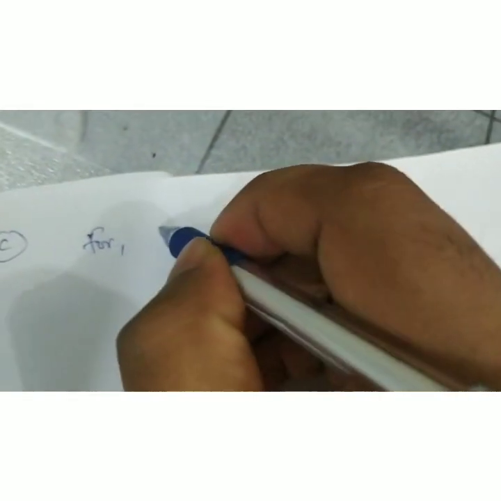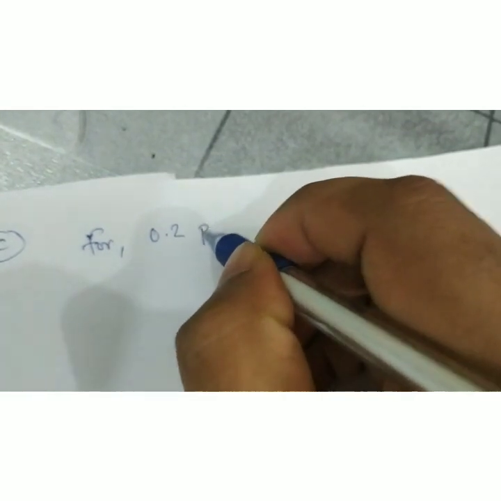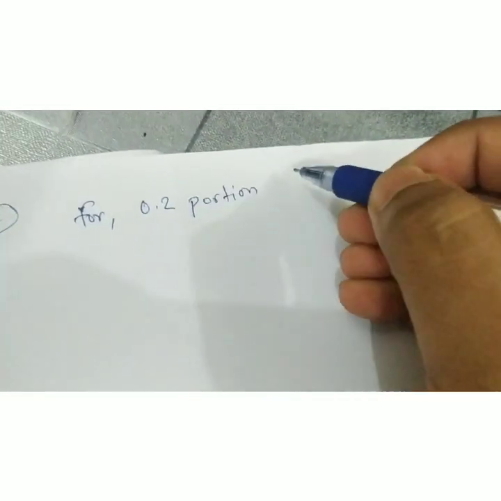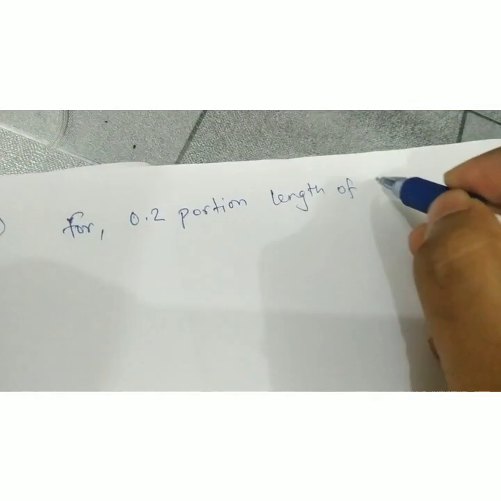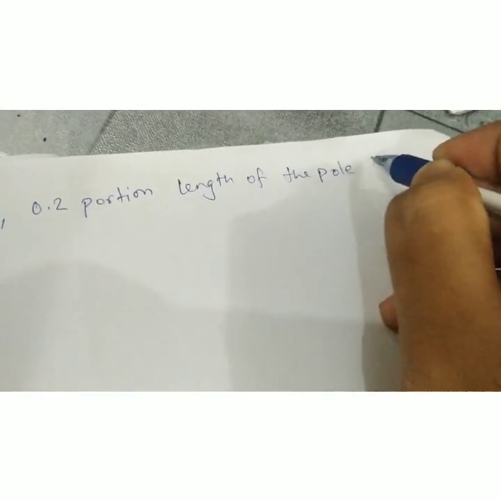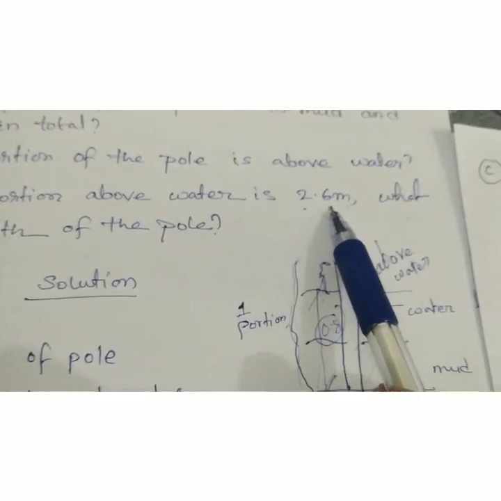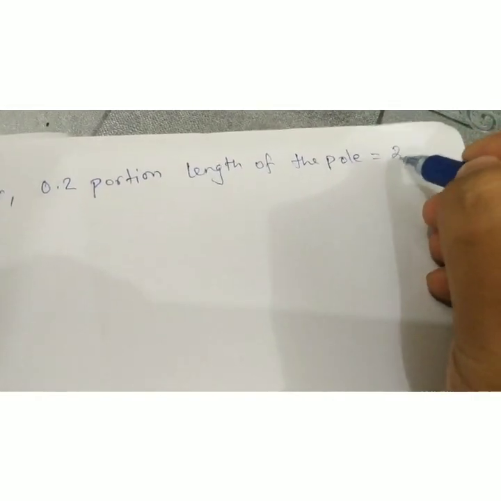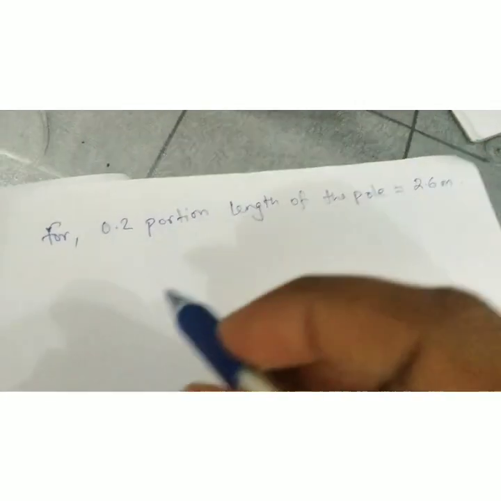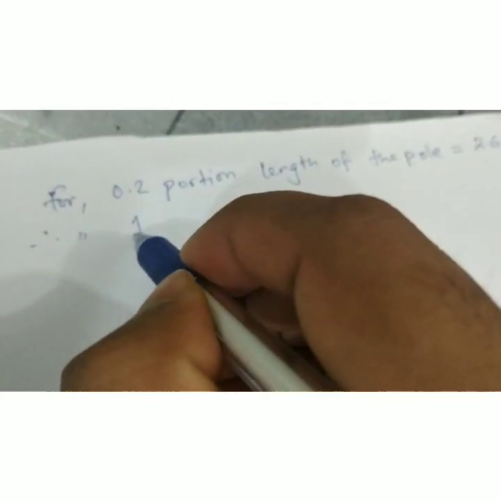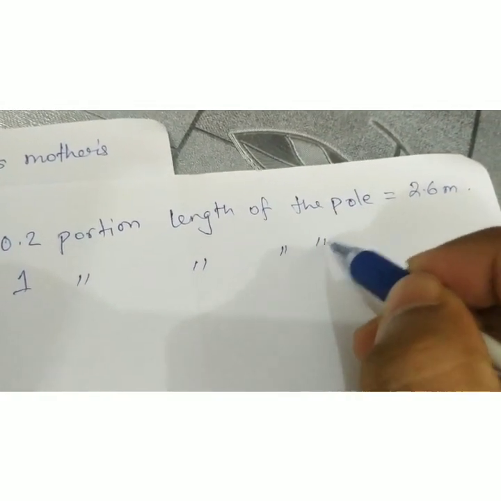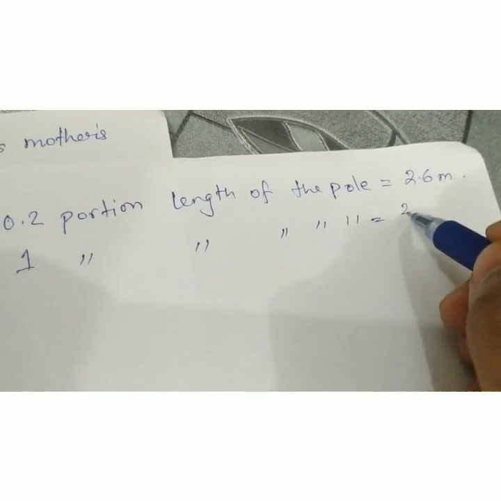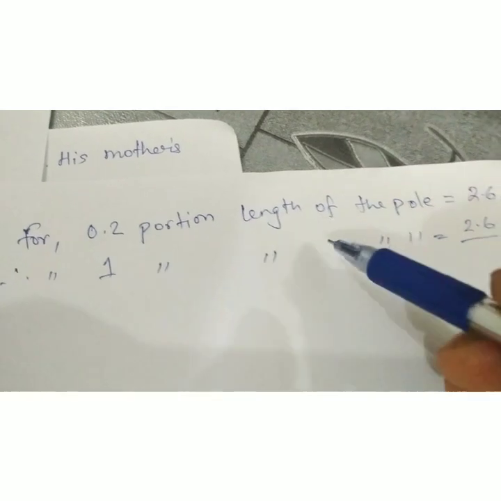So we can write, for 0.2 portion, length of the pole equals what? That was 2.6 meter. Therefore, for one portion, length of the pole equals 2.6 divided by 0.2.